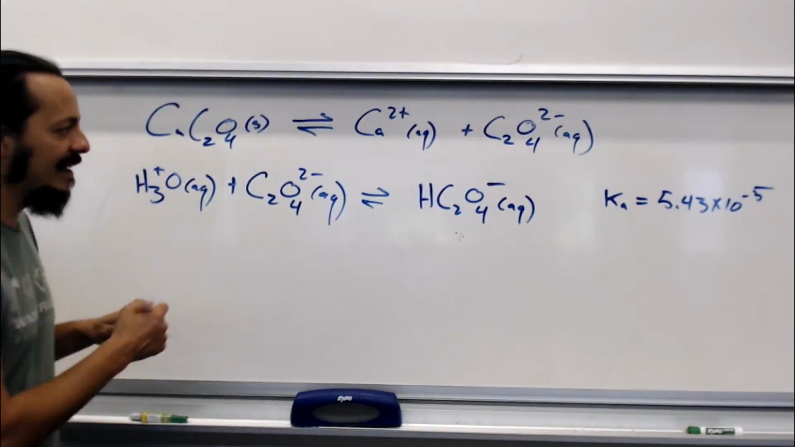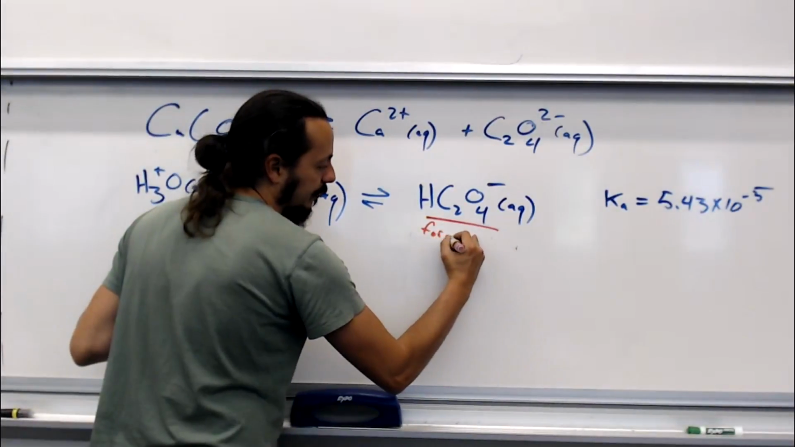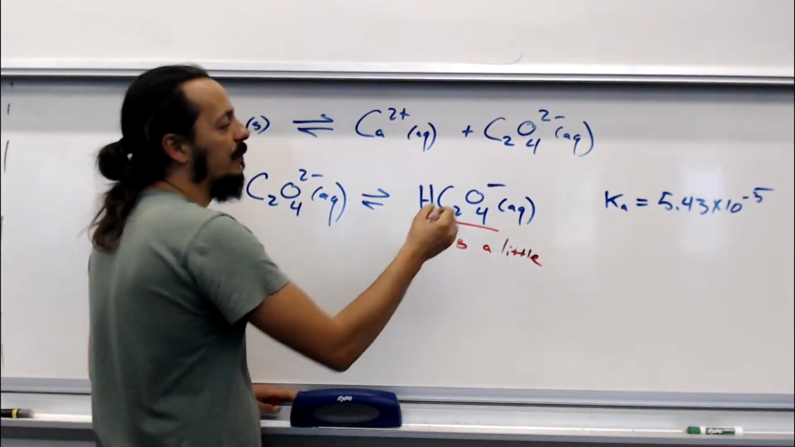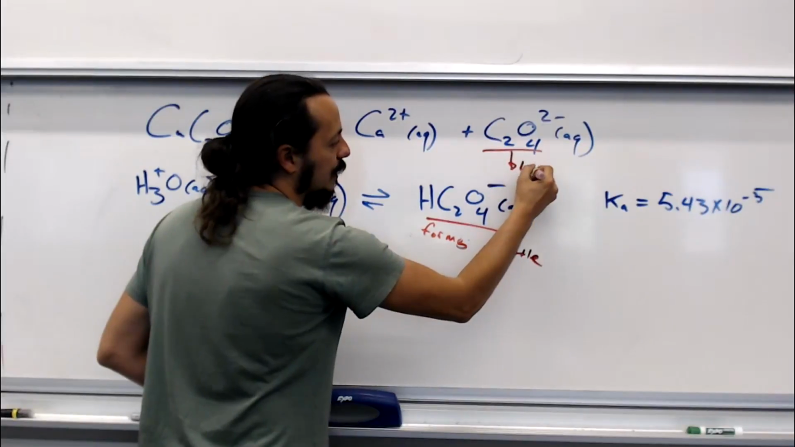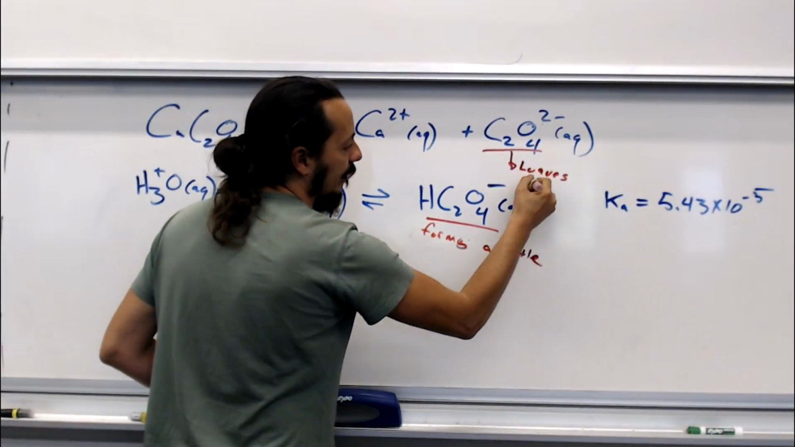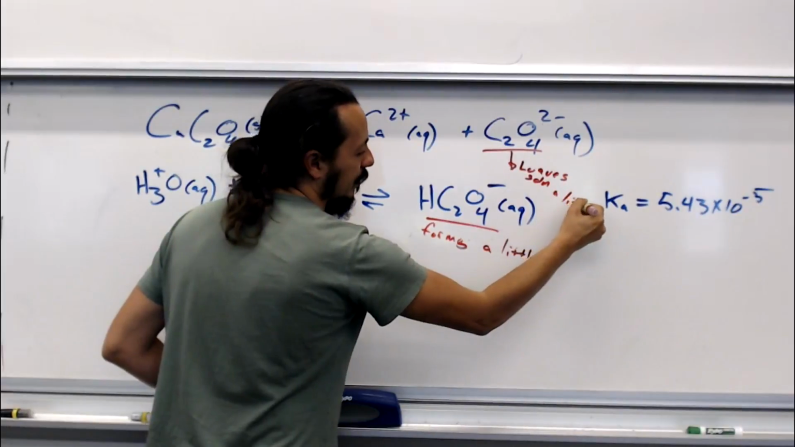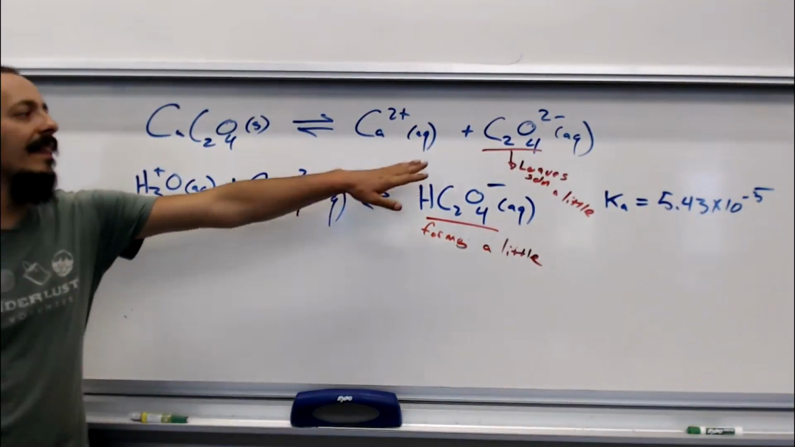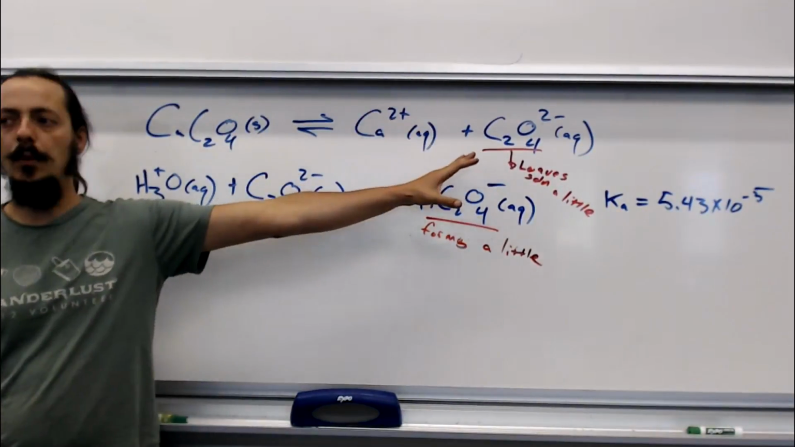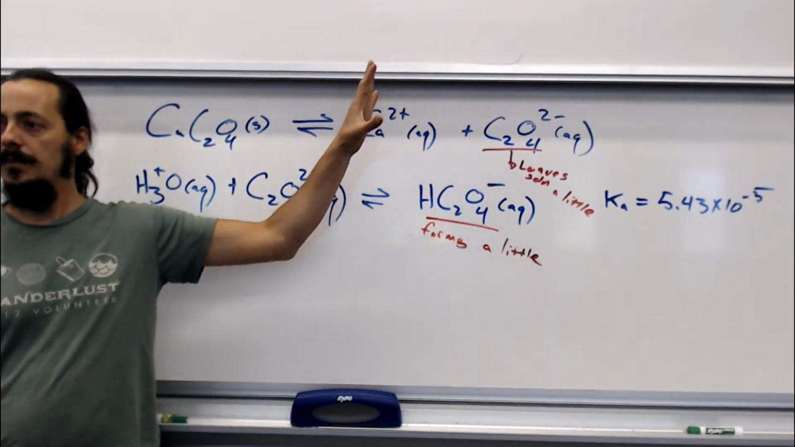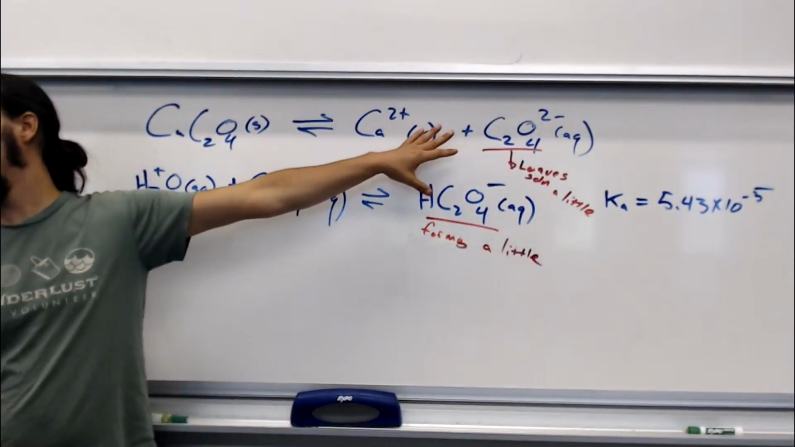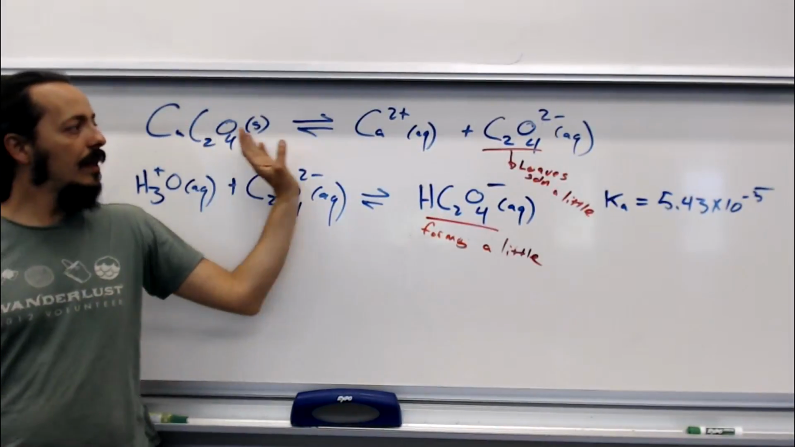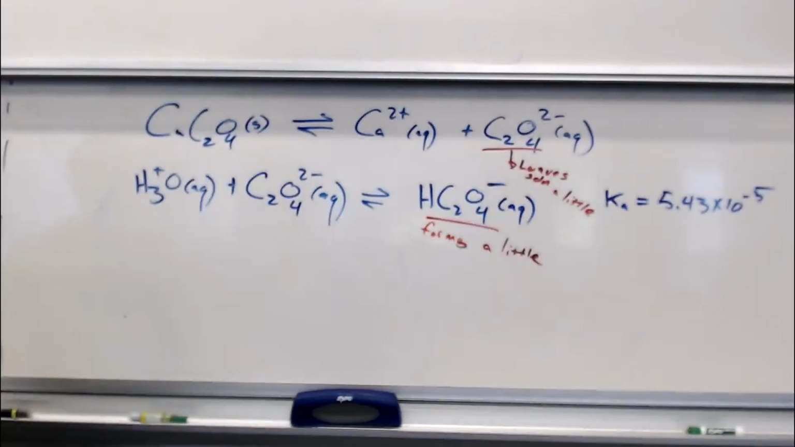The fact that this thing forms a little bit means that this leaves solution. That leaves solution a little bit. If that leaves solution a little bit, then this thing has to redissolve more to replace the oxalate ions, based on Le Chatelier's principle. As this reacts out of solution, this redissolves more to put the ions back in solution.